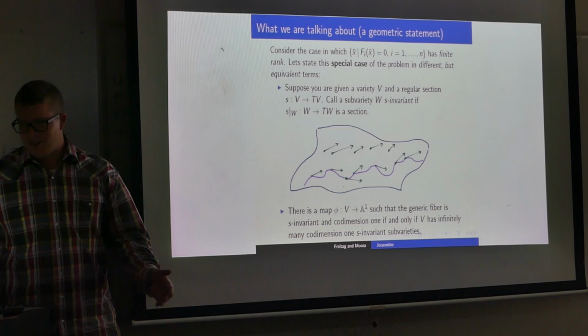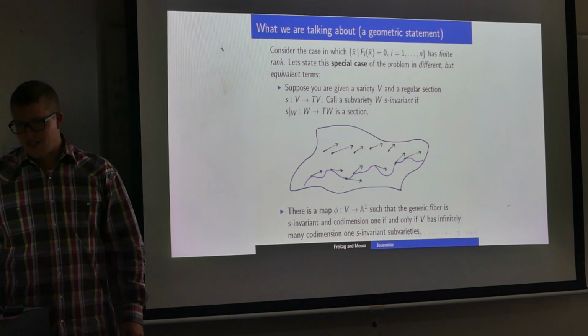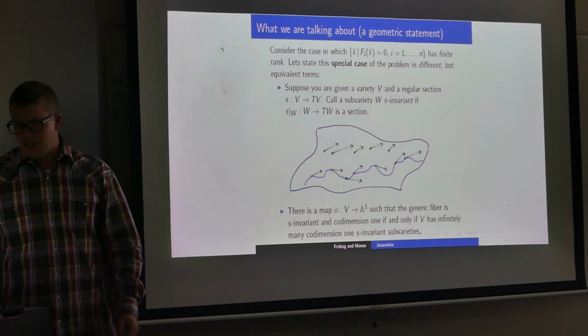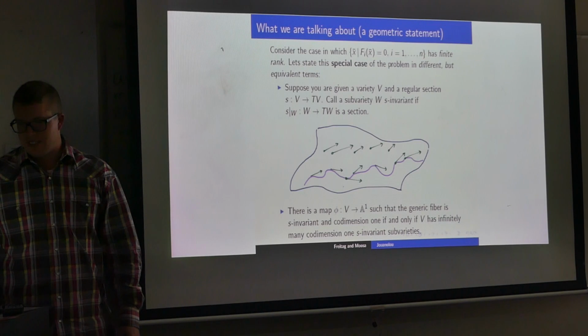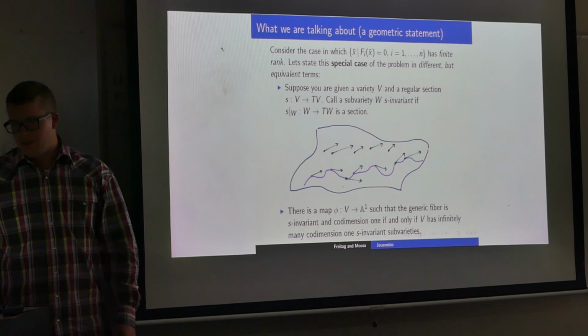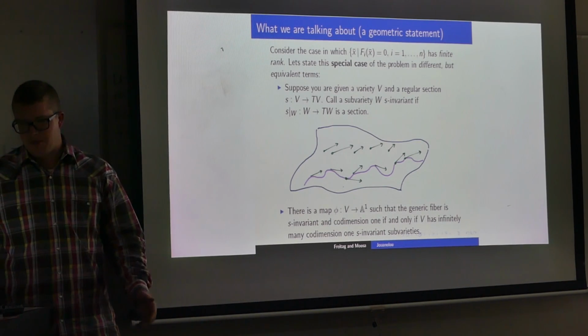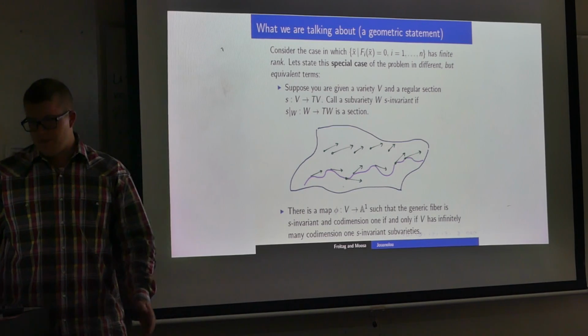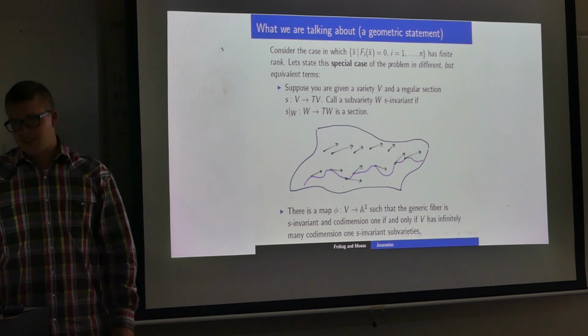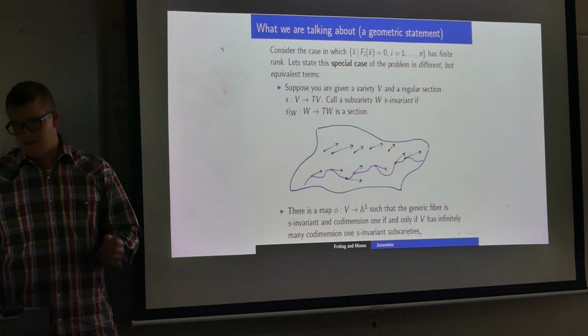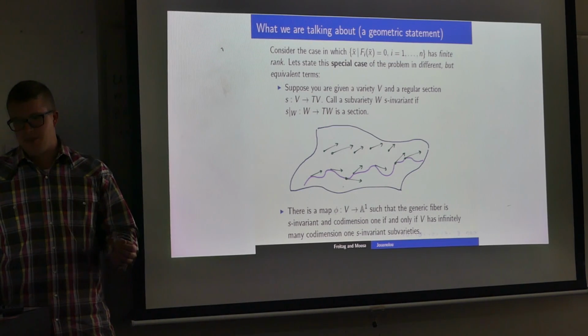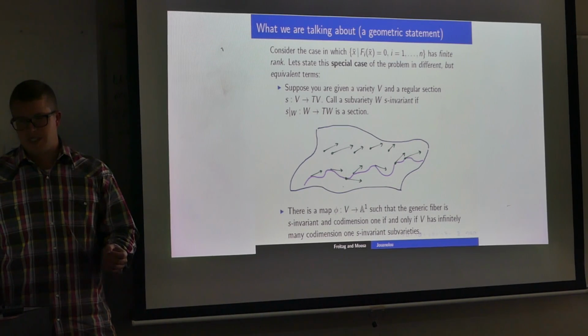Okay. So this is a description of what's going to happen. If you have an invariant subvariety, what we'll prove is that you have infinitely many invariant subvarieties if and only if you have a map from V to affine one space, so that the fibers of that map give you the invariant subvarieties.